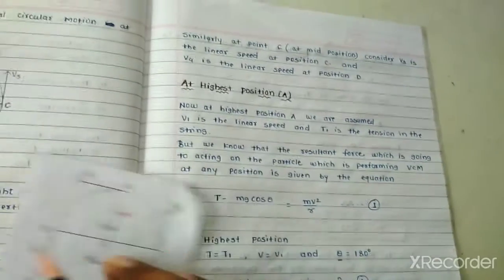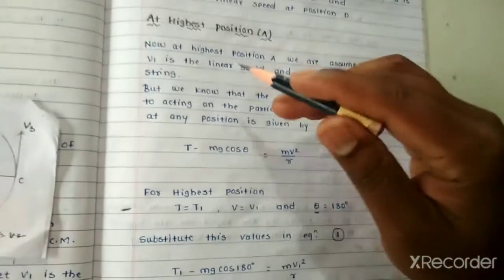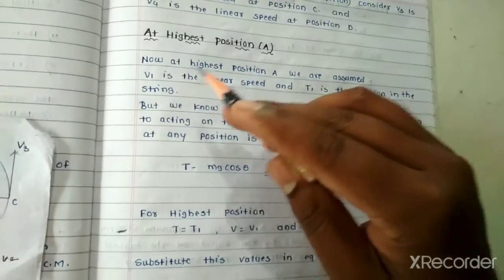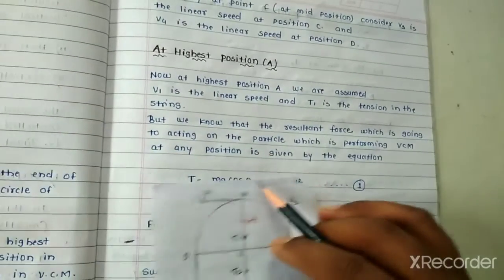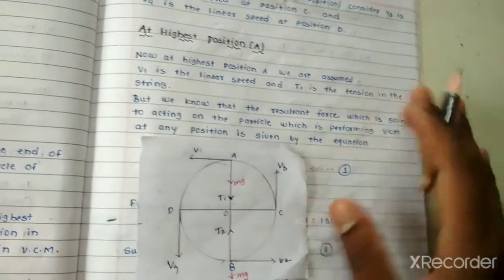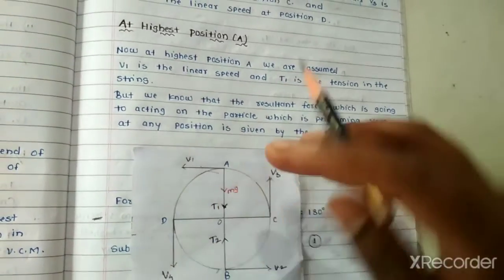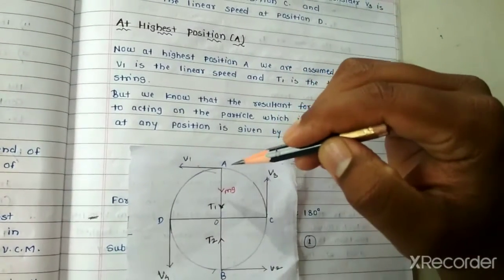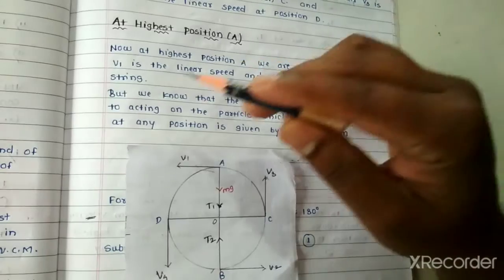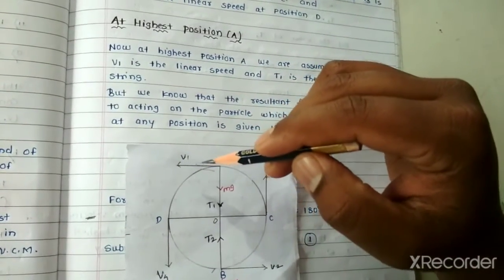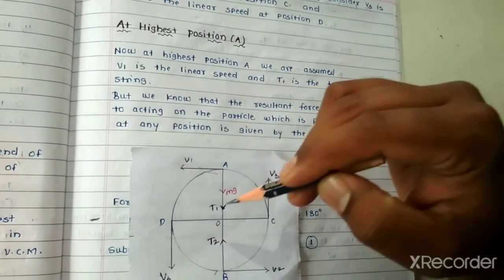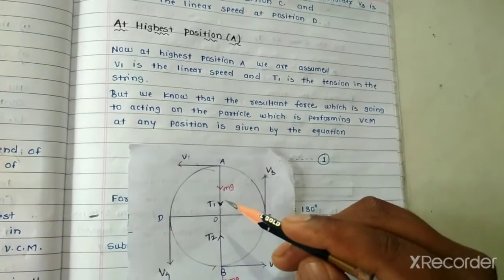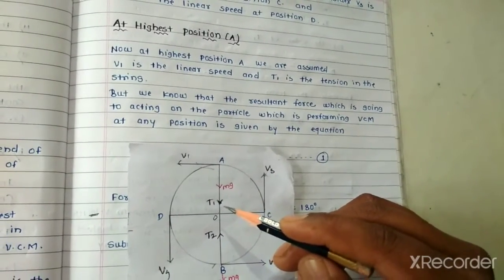Now we are going to calculate the tension and the minimum velocity at the highest position, that is point A. Now just see carefully. Now at highest position, that is A, we assume v1 is the linear speed, and T1 is the tension in the string.